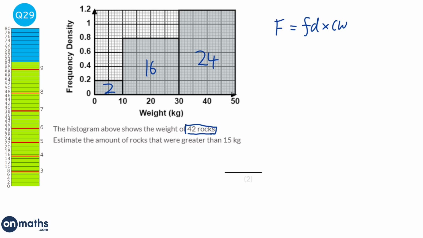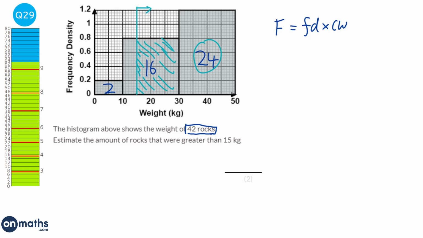Okay, now it says to estimate the amount of rocks that were greater than 15 kilograms. So we're going to draw a line up from 15 kilograms. And we're looking for all the values that were to the right of that line. So we know that there are 24 definitely, okay, because all of that bar is to the right of that line. And we've just got to work out what proportion of this bar is to the right of that line. Well, it's 4 squares wide and we're looking at 3 of the squares. So it's going to be 3/4 of 16.